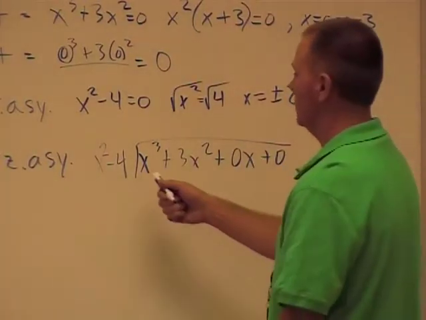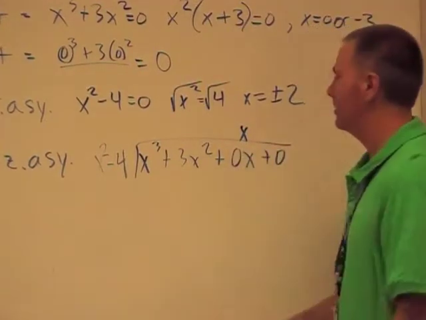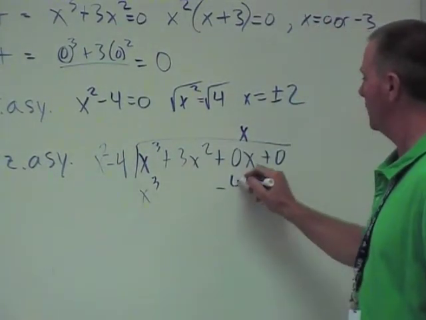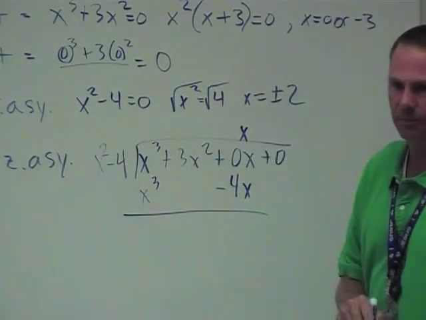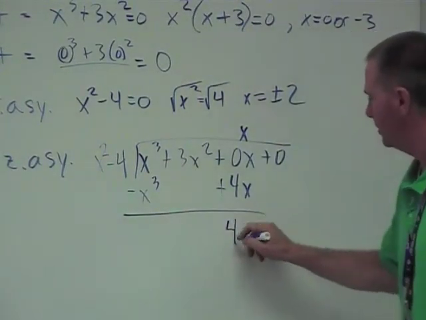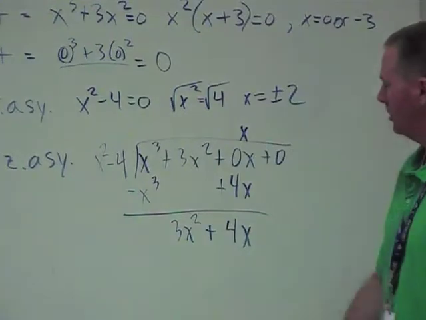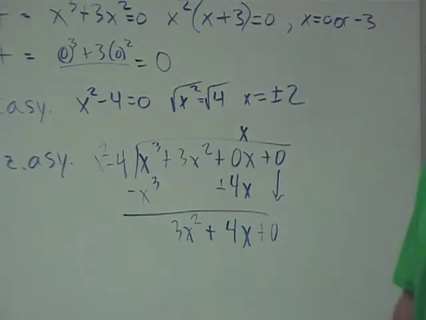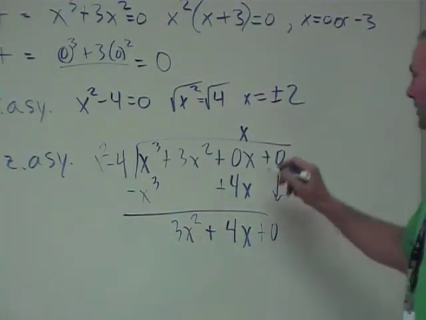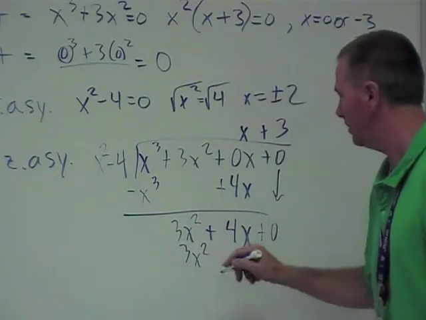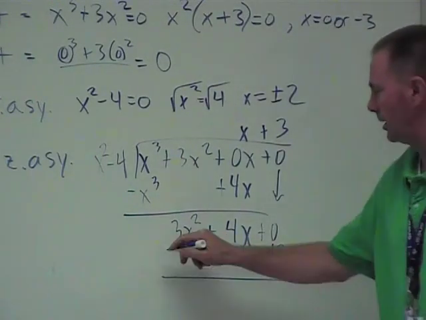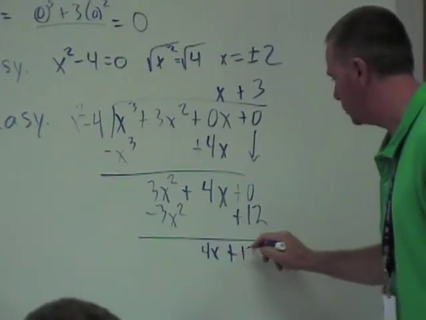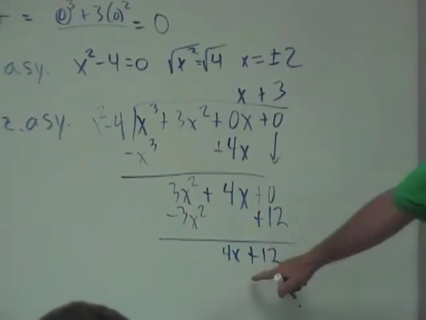What times x squared gives me x cubed? X. 1. X times x squared is x cubed. X times minus 4 is minus 4x. Keep them in the right columns. Subtraction changes the signs. 3x squared plus 4x plus 0. What times x squared gives me 3x squared? 3. 3x squared, and then we have a minus 12. Again, put them in the right columns. Subtraction changes the signs. 4x plus 12. That's your remainder.